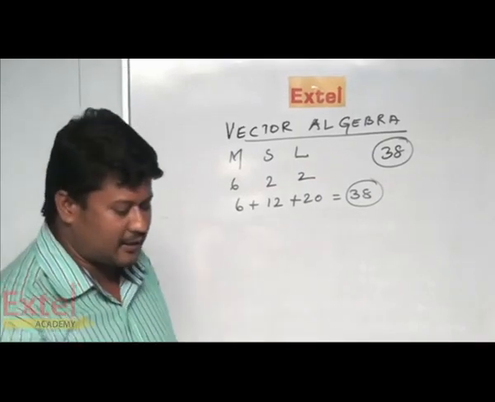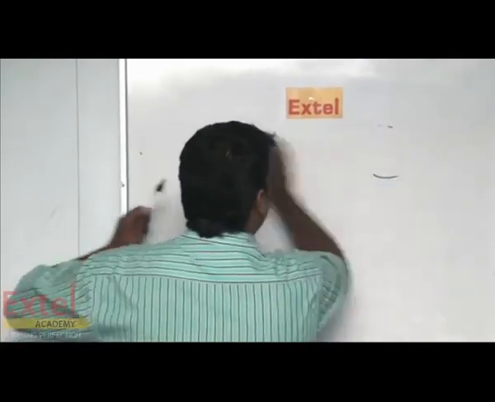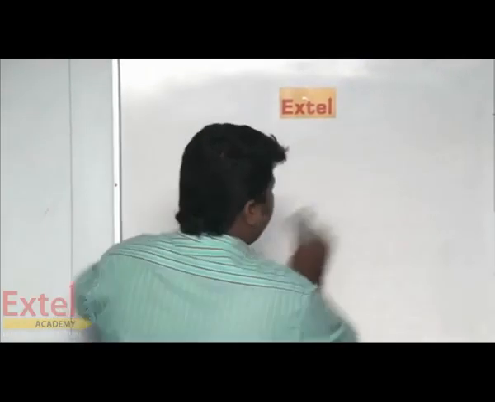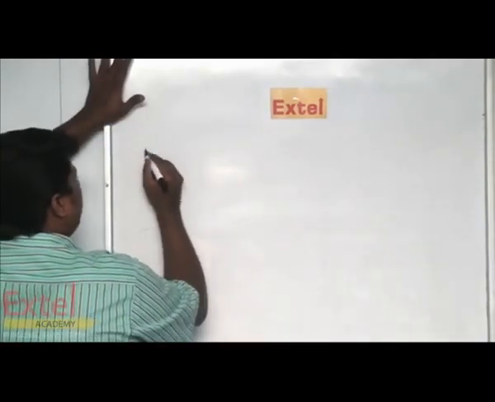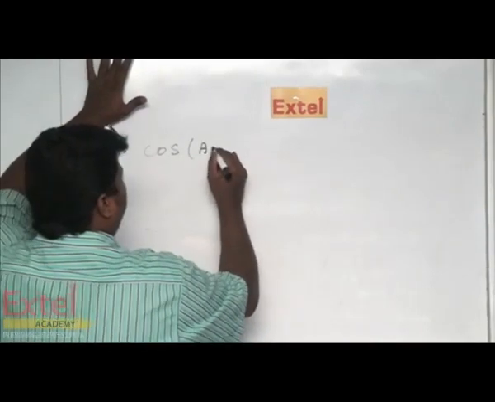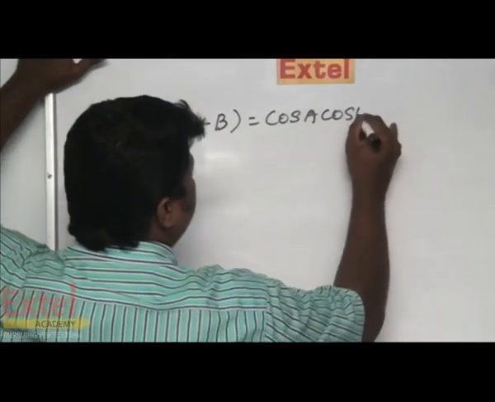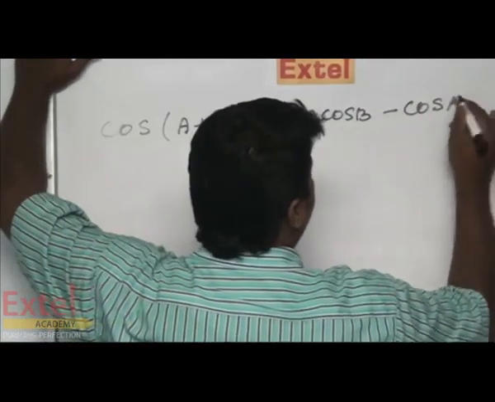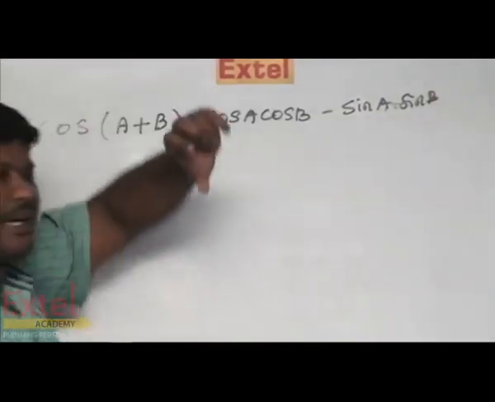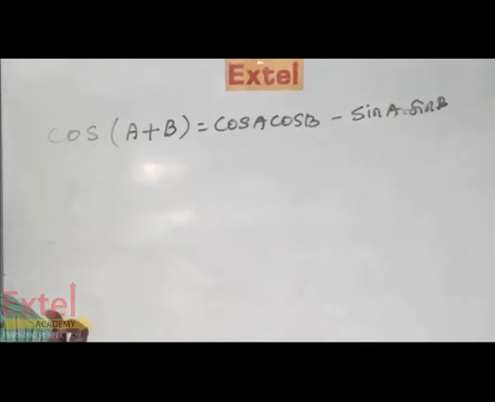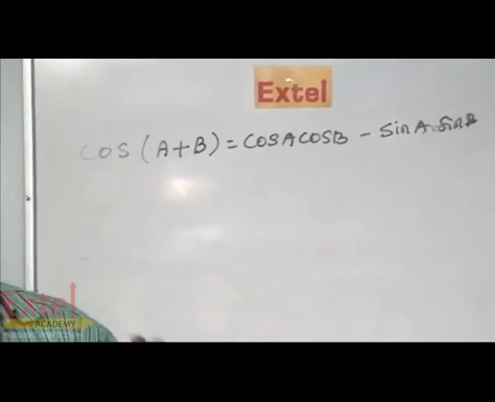First 10 marks question, let us take down. Prove by vector method, cos(A+B) equals cos A cos B minus sin A sin B. We have four problems like this: cos(A+B), cos(A-B), sin(A+B), sin(A-B).